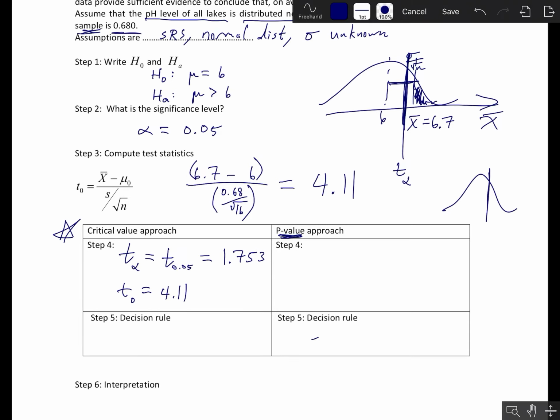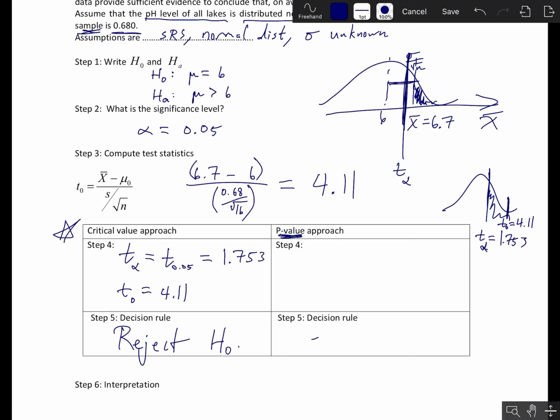And that is further to the right than 1.753. So in terms of a picture, what we're looking at is we have a cutoff or a critical value of 1.753. And what we found is that our test statistic is over here to the right of it at 4.11. And therefore, because our test statistic lives to the right side of our cutoff value, we would reject the null hypothesis.